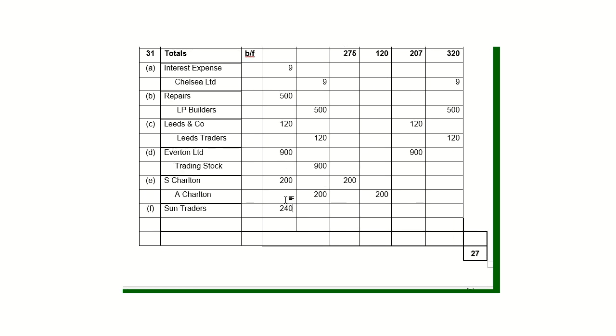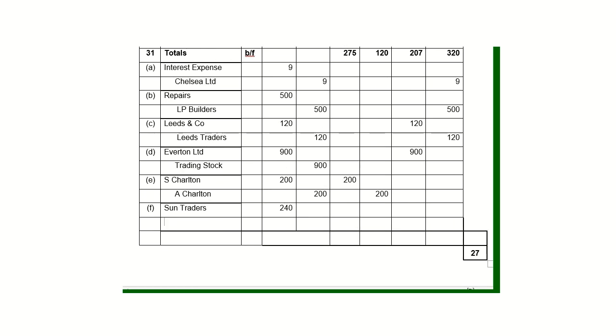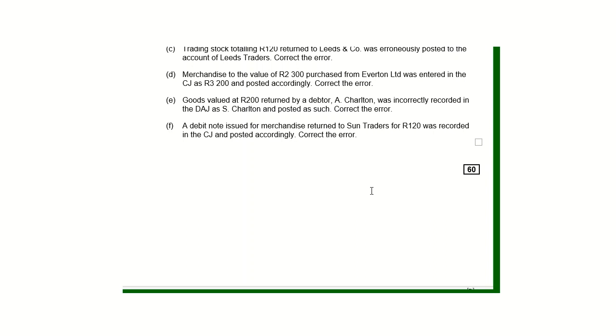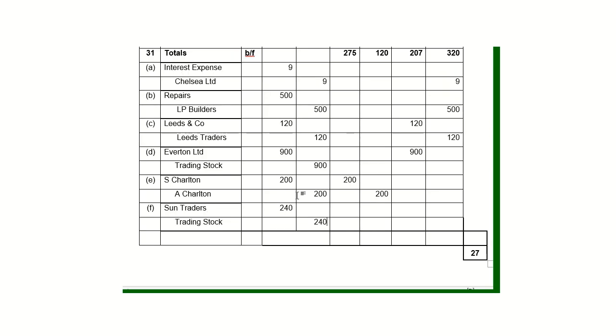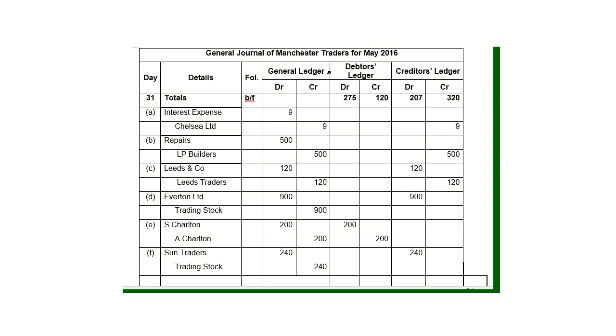And we're going to credit trading stock also with 240. But Sun Traders is a creditor, so we must do the same under creditors, debit the creditors control with 240. But then we've done all the additional entries.